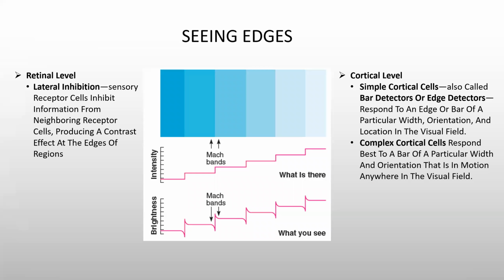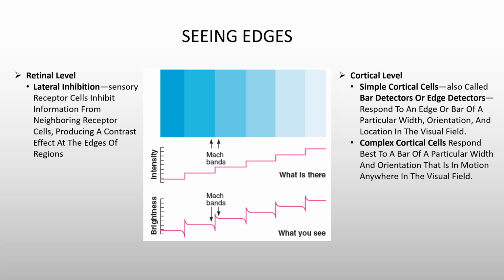Now that we're focused on the cortical area, or mostly the cortical, that's where we're going now. We're going to pause for a moment and go over seeing edges. It's very important in our environment that we see edges. That's how we know that one thing ends and the other one begins. That's how we know that one object is in front of the other object.